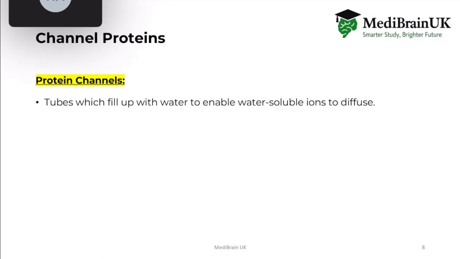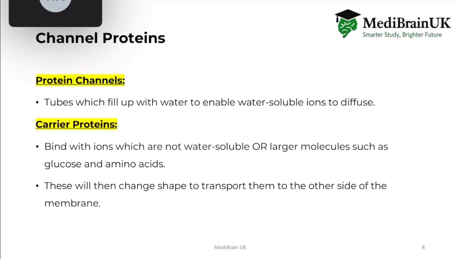Okay, so that's protein channels. You also have carrier proteins, and we will come across these again next lesson when we look at co-transport, because it's a big aspect of co-transport. But basically, carrier proteins bind with ions which are not water soluble or larger molecules such as glucose and amino acids. These will then change shape to transport them to the other side of the membrane.